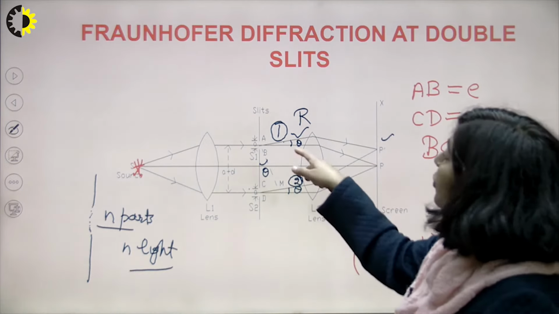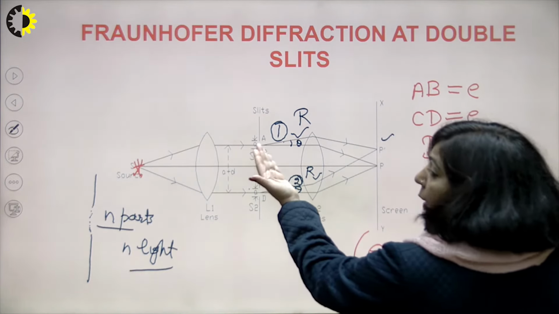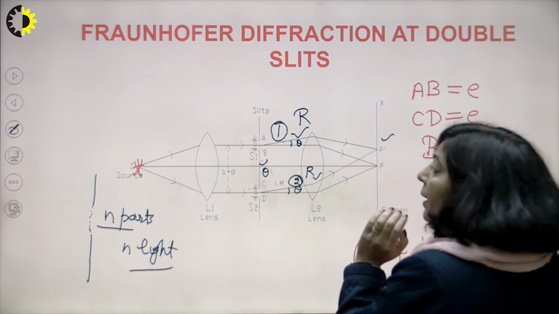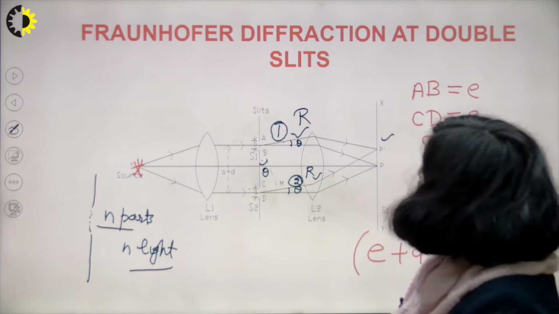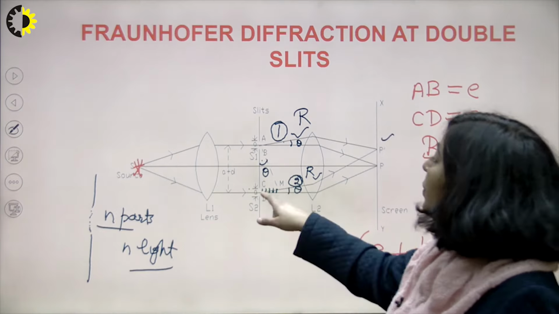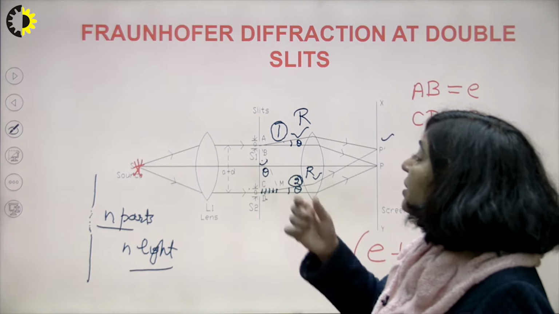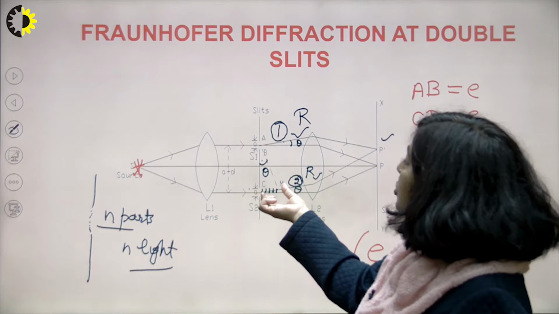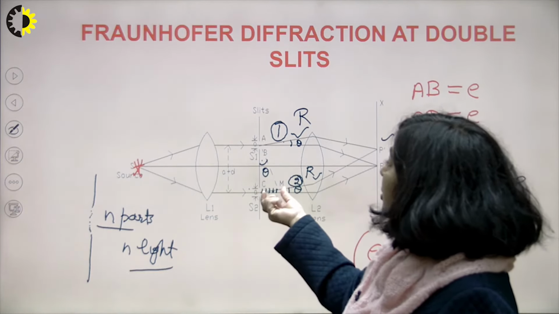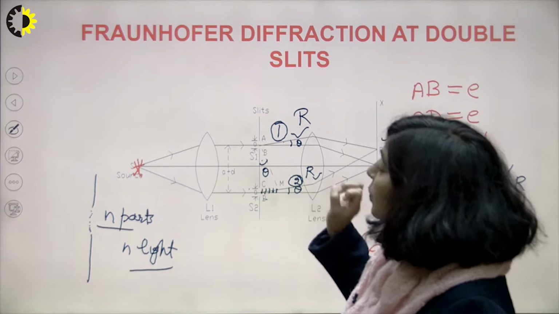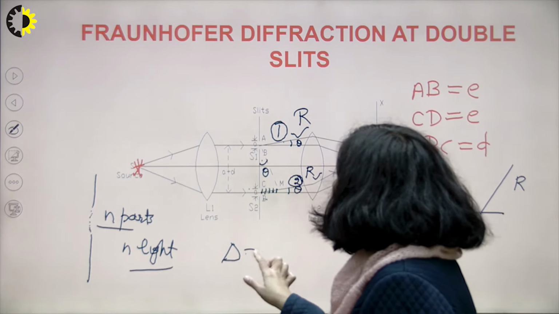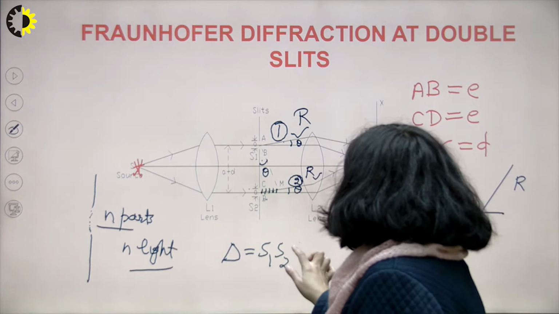And the path difference, if you see these two rays, that is ray number 1 and 2, then beyond this line, beyond this AM, both the optical paths will be equal. It means the path difference between 1 and 2 is basically this one, that is your S2M. This particular distance is the path difference. And this S2M, according to this triangle S1, S2 and M, will be equal to S1S2 sine theta. So the path difference between ray number 1 and 2 is S1S2 sine theta.